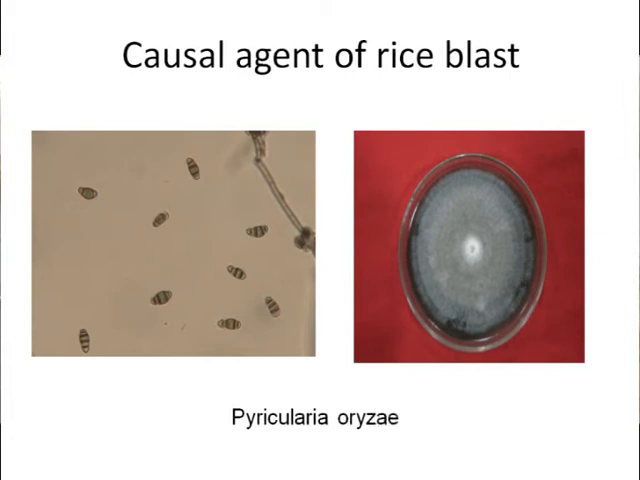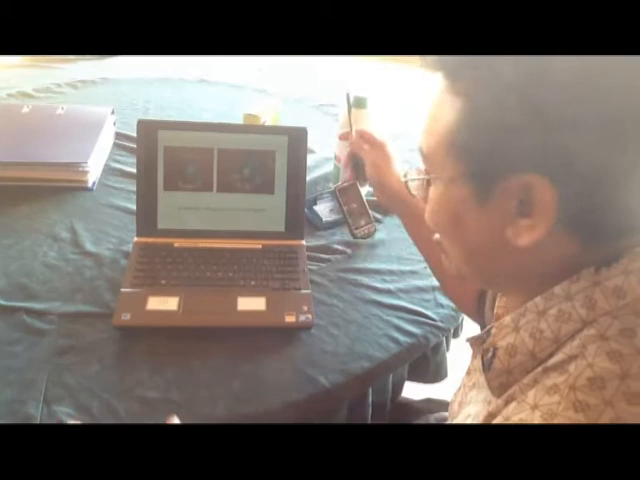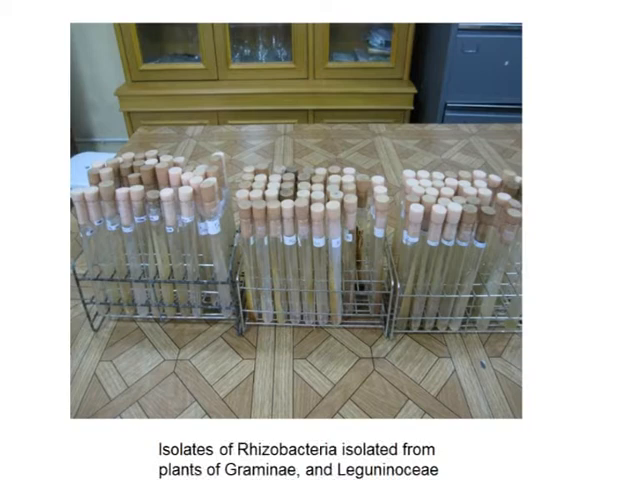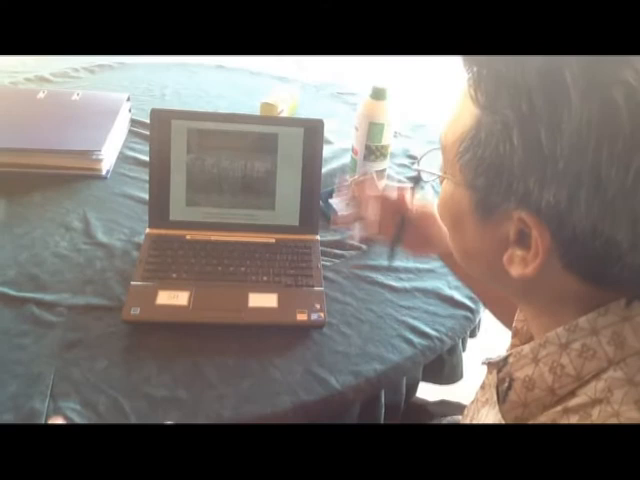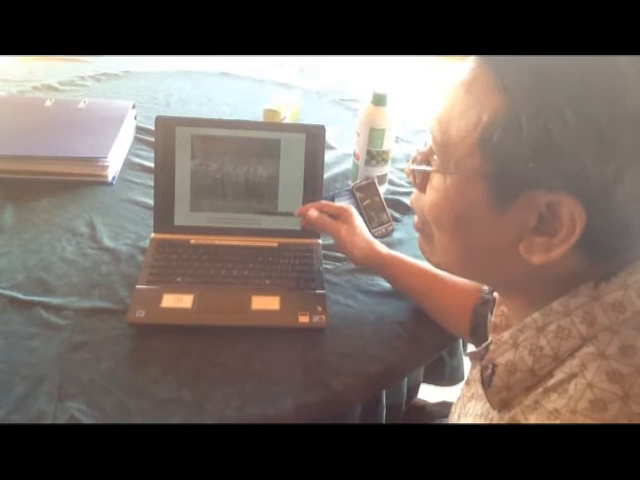This is a fungus, the causal agent. So we are trying to look for agents that can suppress the growth of these pathogens, from the rhizosphere of rice and other plants. This is our research. We have already isolated more than 100 isolates from different plants, especially graminae, the cereal crops, and leguminosa, legumes.